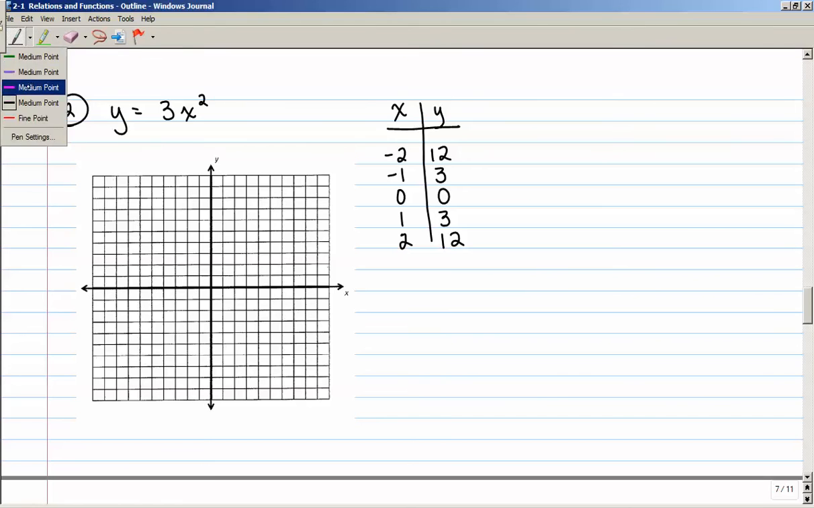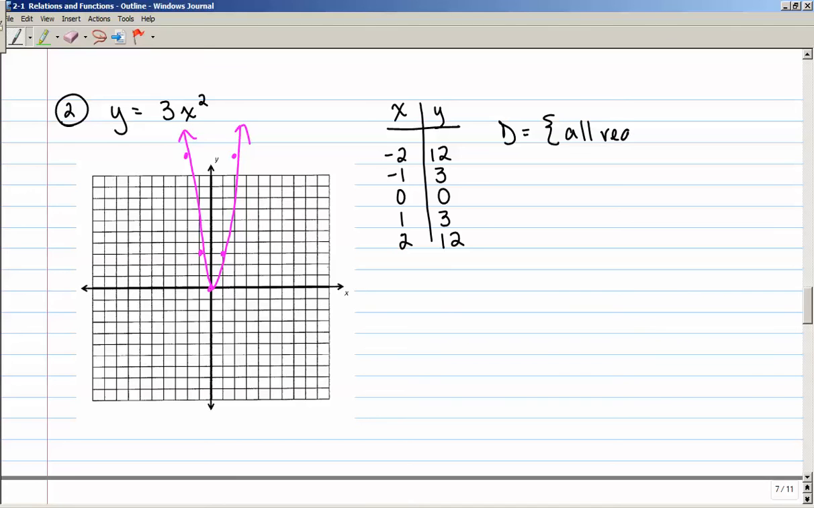And your calculator will also make a table for you, which is kind of a nice little bonus there. -1, 3, 0. Okay, and mine kind of goes off a little bit here. Graph as best you can. Okay. For this graph, my domain, again, is the set of all real numbers, because x can be anything.